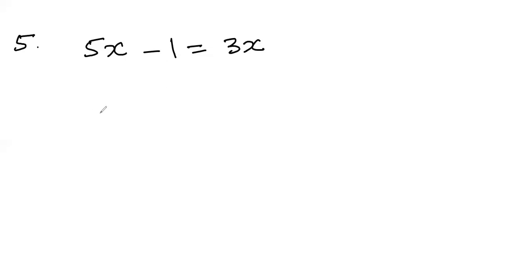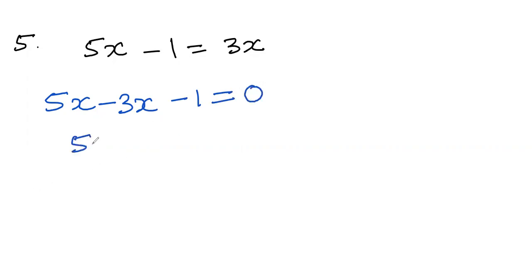So here what we have to do is, again, move 3x to the left hand side. Because 3x is positive, it will become minus 3x over here. So we have moved 3x onto the left hand side, so there is nothing left. We have to write 0. So we have minus 1 that is being subtracted from 5x minus 3x. So it becomes addition when it goes on the other side. So it's 0 plus 1.